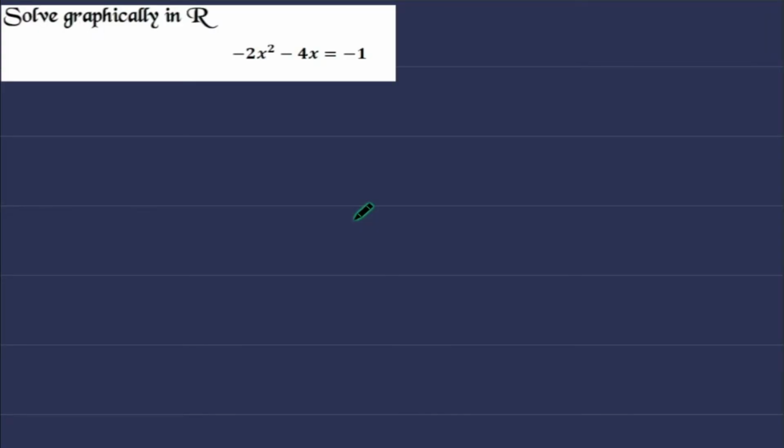Solve graphically in R. Negative 2x squared minus 4x is equal to negative 1. Let's move on to the first step, which is the standard form. Is it in the standard form? Nope, it's not in the standard form. The standard form should be equal to 0, and you don't have equal to 0 here. So moving negative 1 to the other side in the opposite sign, it will be positive 1. So negative 2x squared minus 4x plus 1 is equal to 0. Now it's in the standard form.